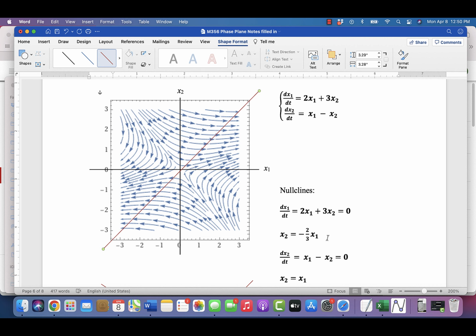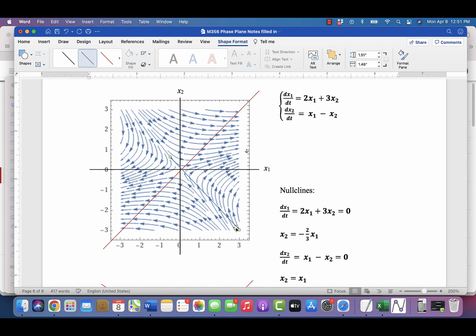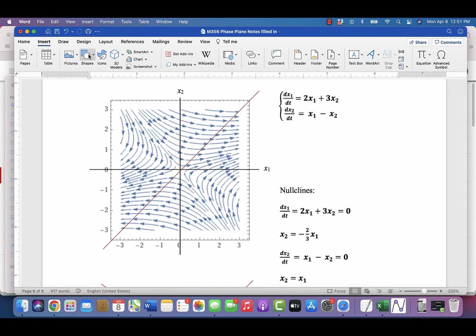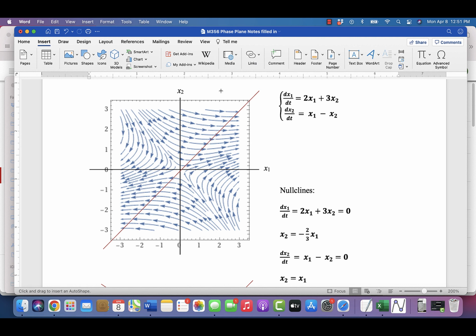So it's going to go through 3, negative 2. Now it's a little hard to find that point, right? Because if I try to draw a line through the origin that goes through 3, negative 2, it's hard to see where that is. So I'm going to get rid of that. And here's what I'm going to do. I'm going to use temporary lines to help me locate that point.